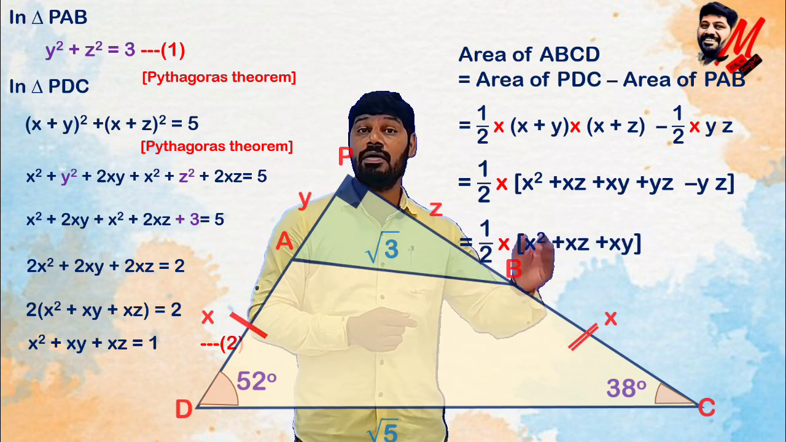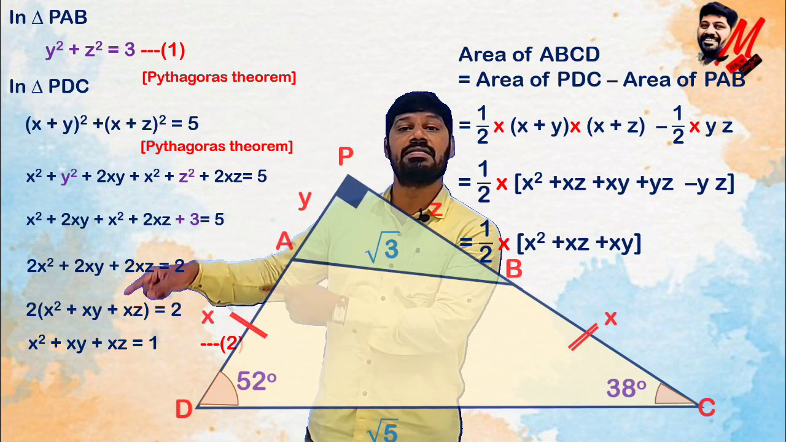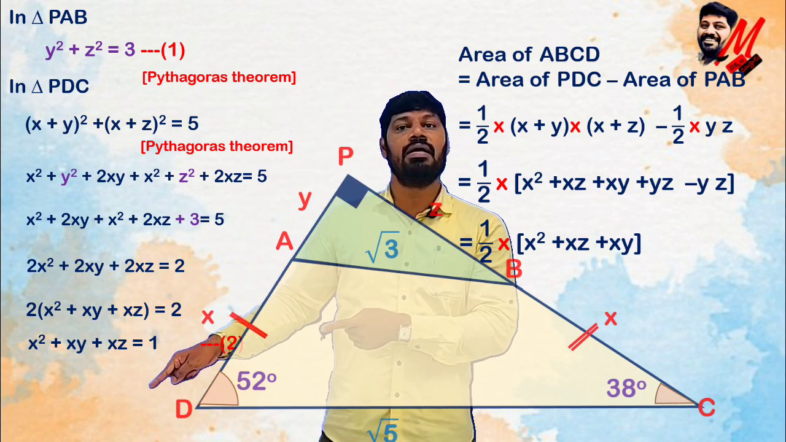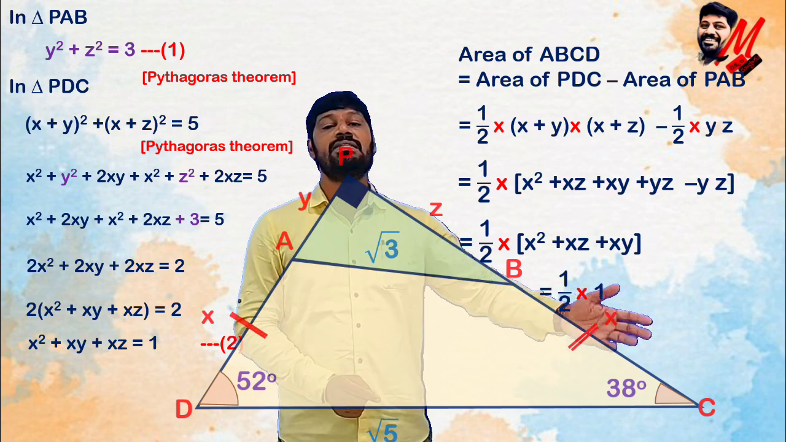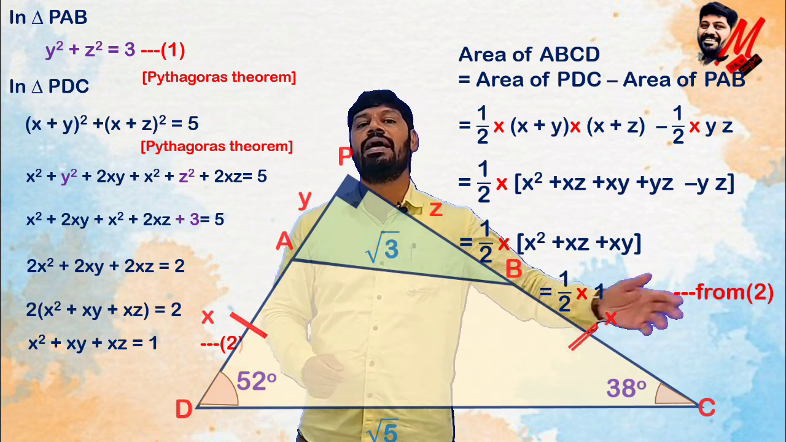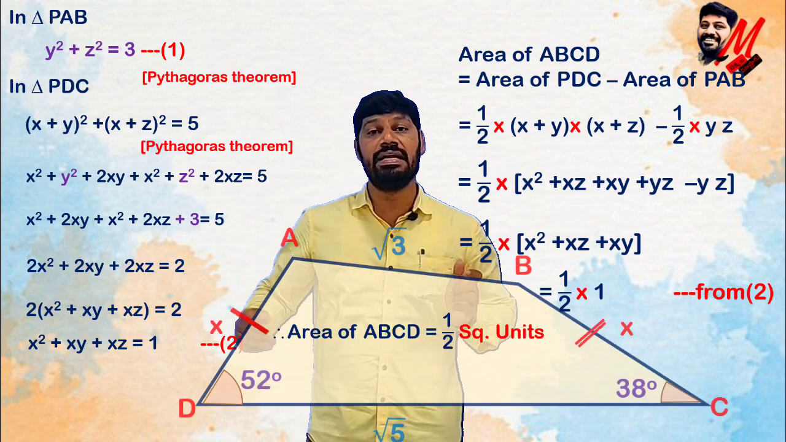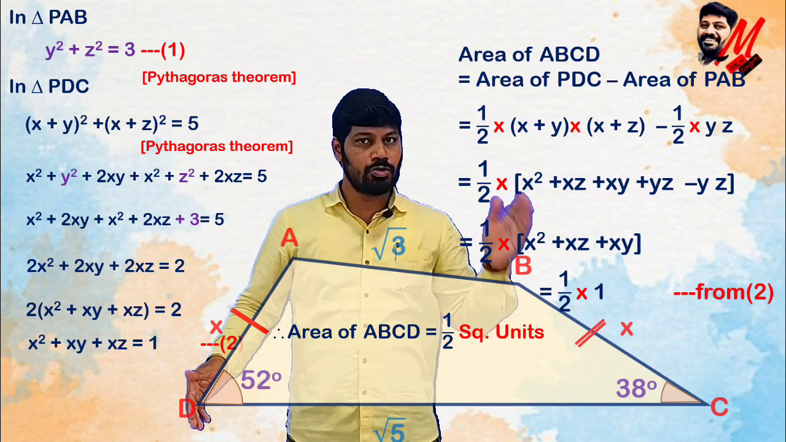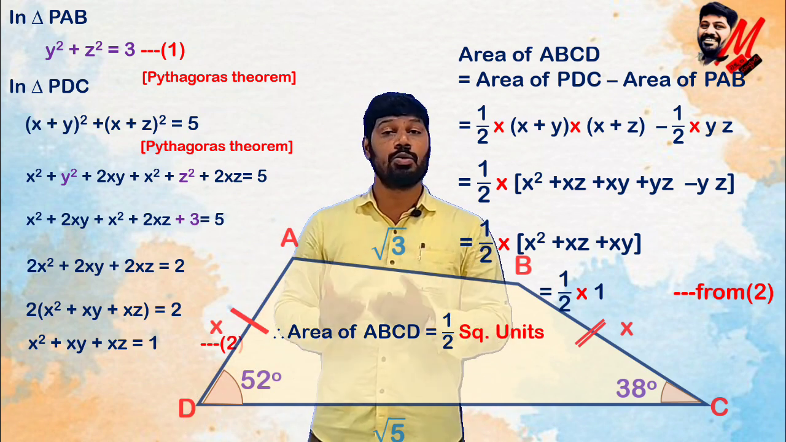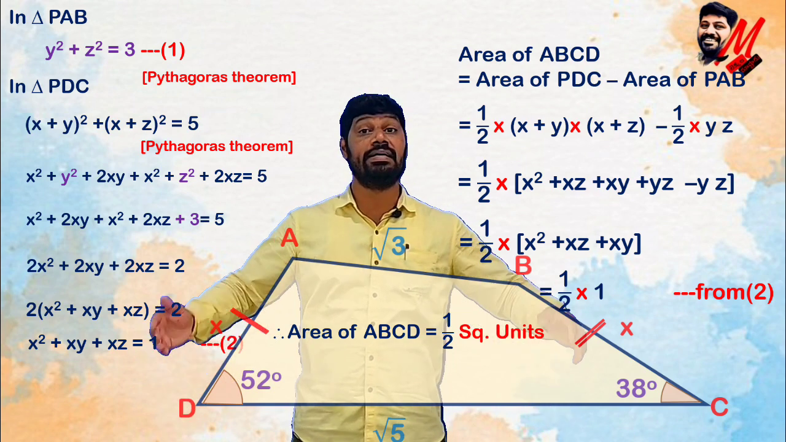We are going to get half of (x square plus xy plus xz), where statement 2 says x square plus xy plus xz is equal to 1. That I am replacing here, half into 1 is equal to half, which is nothing but half square units is the area of the required quadrilateral ABCD, in which AD is equal to BC and CD is root 5, AB is root 3, whereas the angles are 52 and 38 degrees.